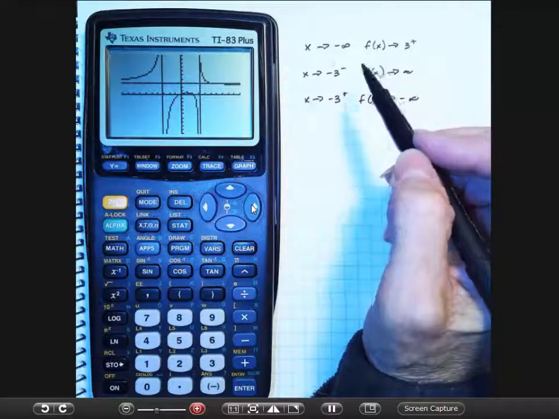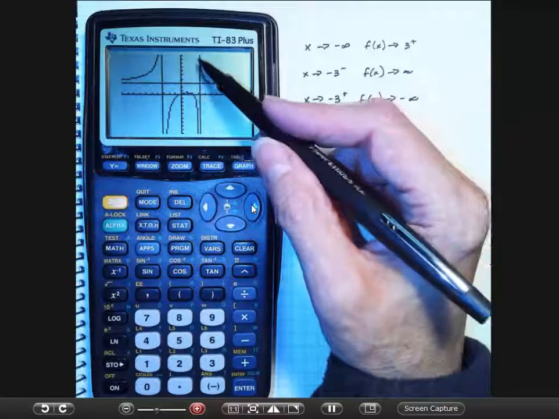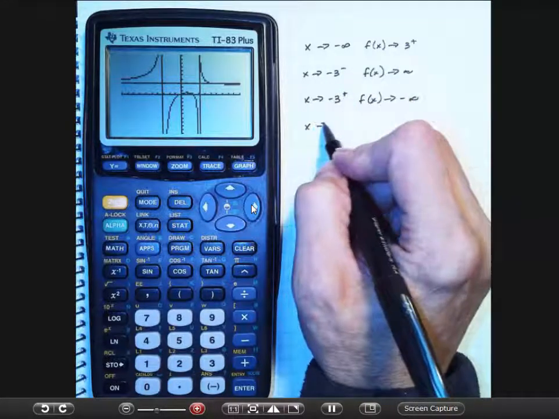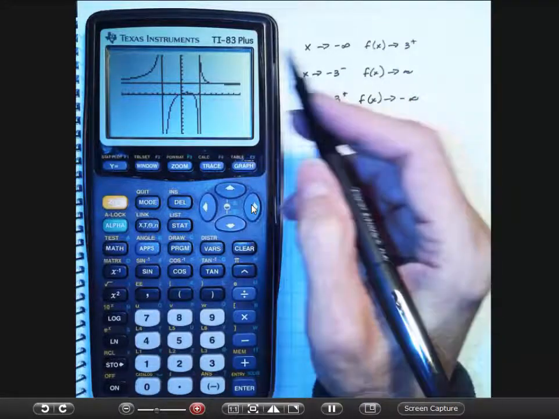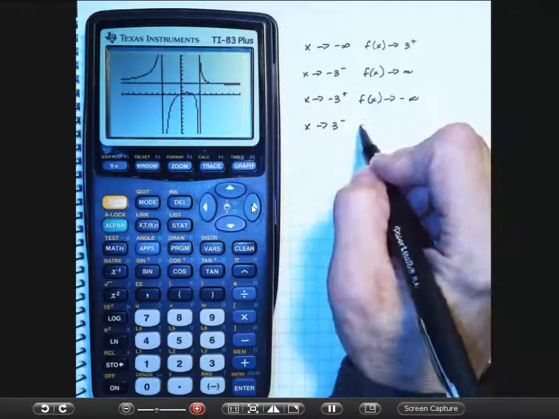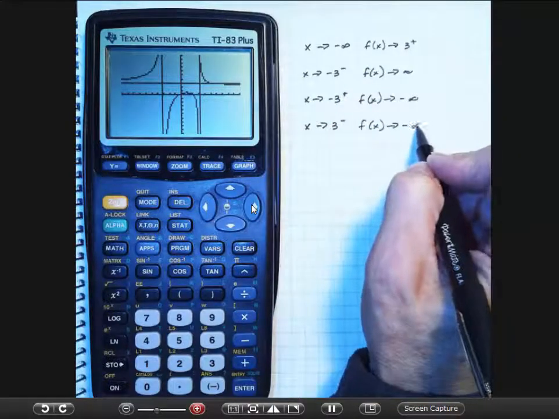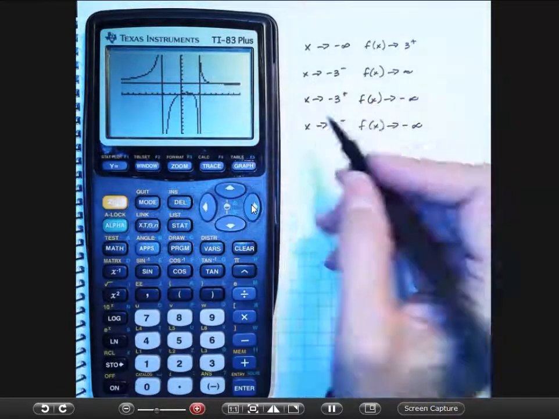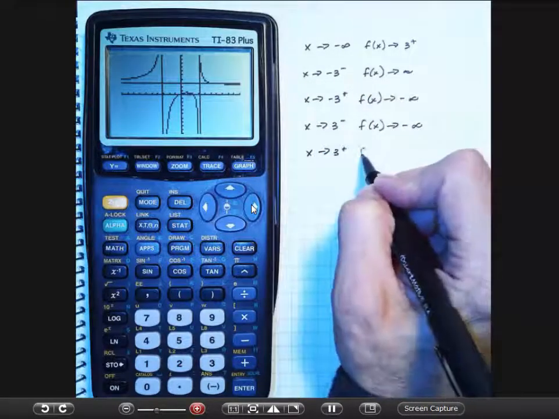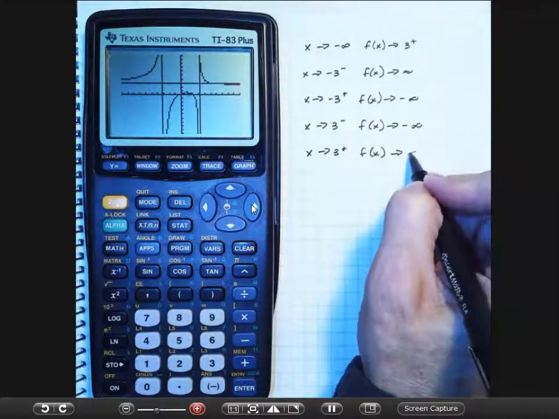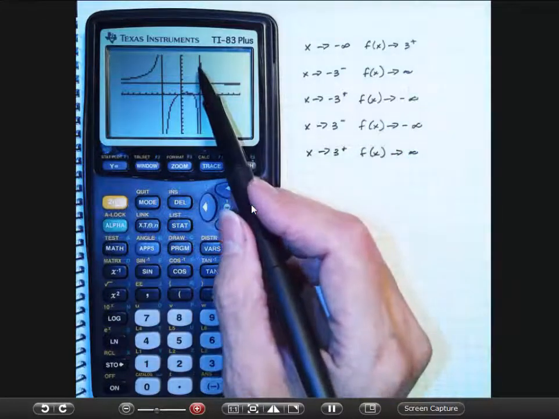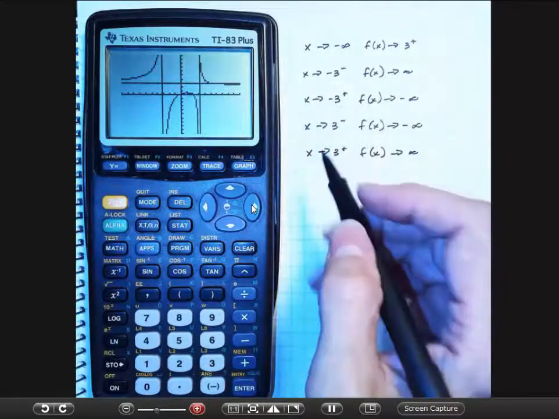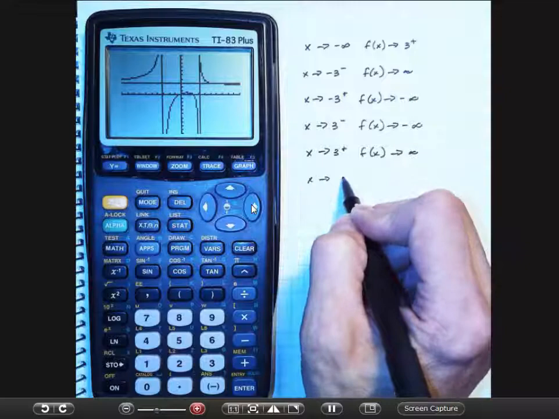Then the next thing I'm going to look at, what happens as x approaches my next asymptote, which is 3, and we're going to be approaching it from the negative side. What's happening to my function? So f of x is going to negative infinity. What happens to my function as I approach it from the right side, which is my positive side of x? It's going to go to positive infinity. And then what happens to my function as it gets very, very far out onto the right side? So what happens as x goes to infinity?